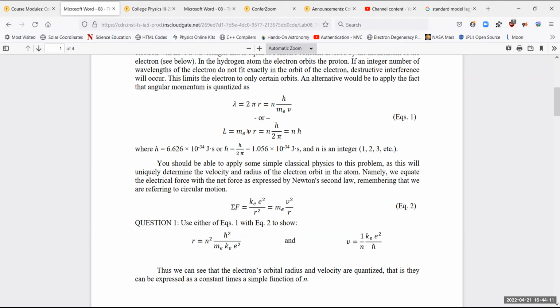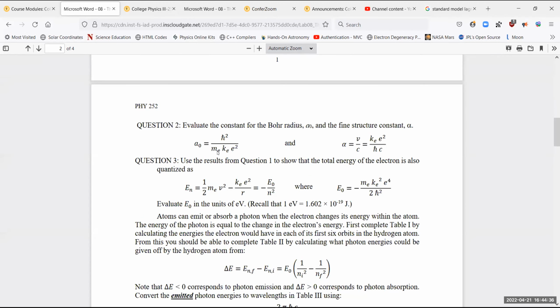And you have two equations. This equation has two unknowns, V and R, and this equation also has V and R in it. Everything else is known. So from here, you can solve these two equations and find R and V in terms of n, okay? R is proportional to n squared, this quantum number that he introduced, and V is inversely proportional to n. You can show this one, it's not hard to do.